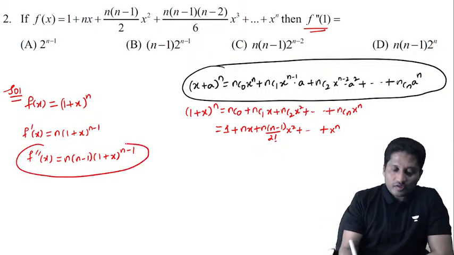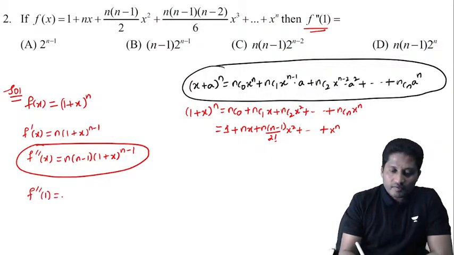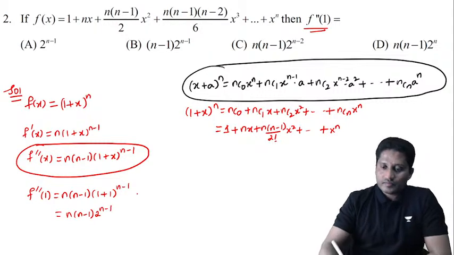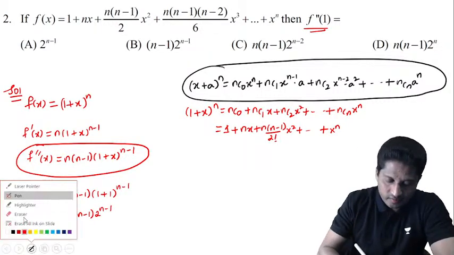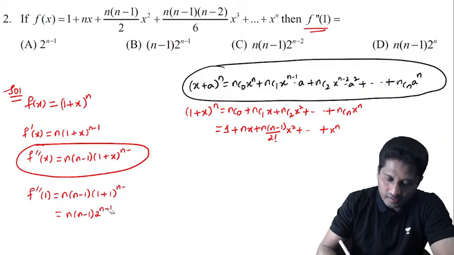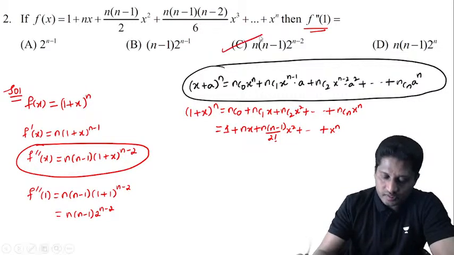I'm supposed to find out what is f double dash of 1. F double dash of 1 will be equal to n into n minus 1, and in place of x you put 1, so (1 plus 1) whole to the power of n minus 2. This is n into n minus 1 into 2 to the power of n minus 2. If I differentiate once again, n x power n minus 1, right? Sorry, this becomes n minus 2. This becomes n minus 2. Answer is option C.